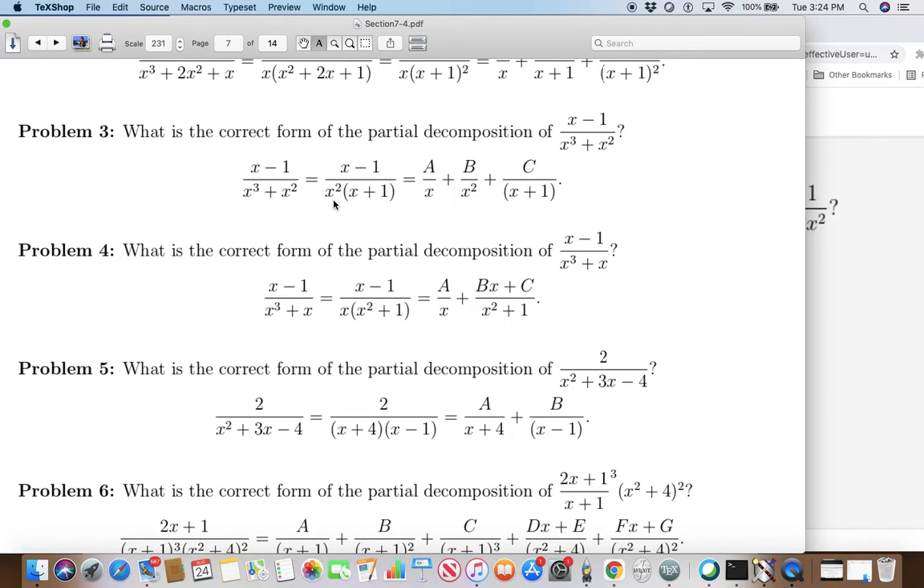Now here x is a linear factor to the power 2. So one linear factor, power 2. So that gets me a constant for x and a constant for x squared. And x plus 1 is a linear factor of power 1. So only one constant. So this is the correct format here.